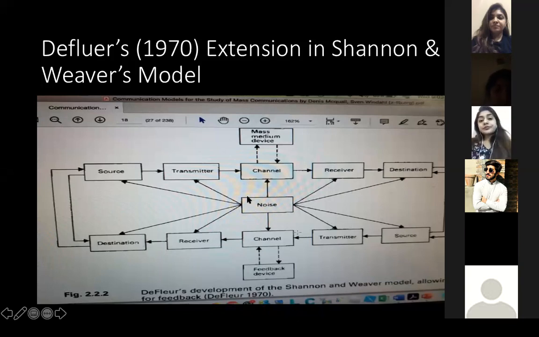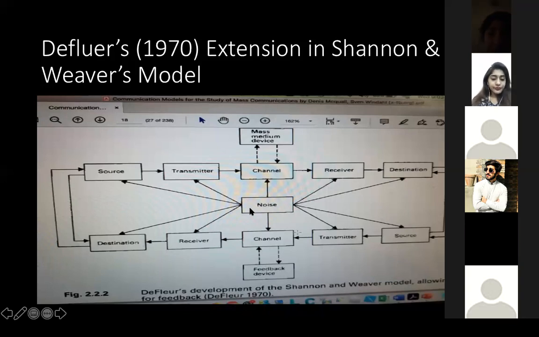And at all levels of this information, he said that noise is always there. Noise can always be there.